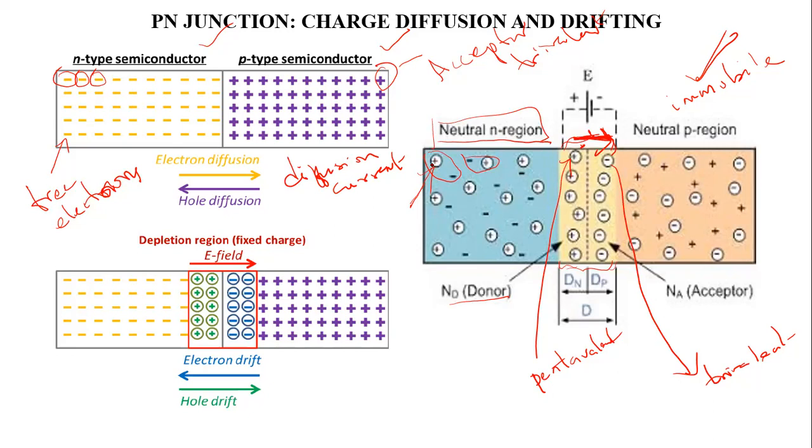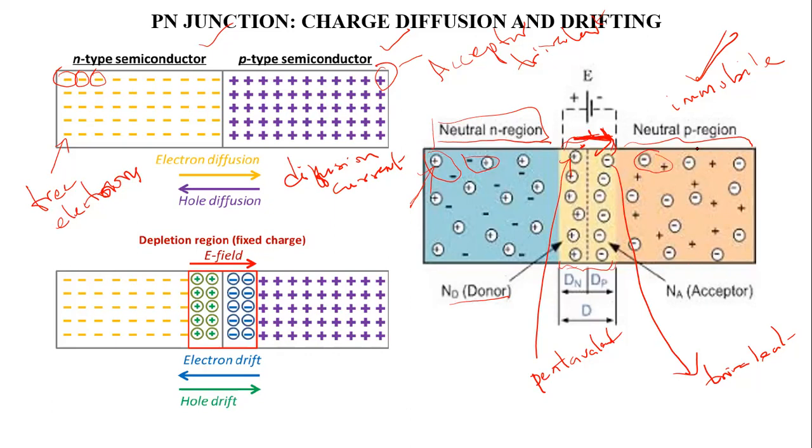And similarly, here in the p side, the brown region is called the neutral p region. Here also, for every acceptor atom, that is the trivalent atom, there is always a vacancy. This acceptor atom has not received any extra electron, so it is still electrically neutral. So this region is the neutral p region.